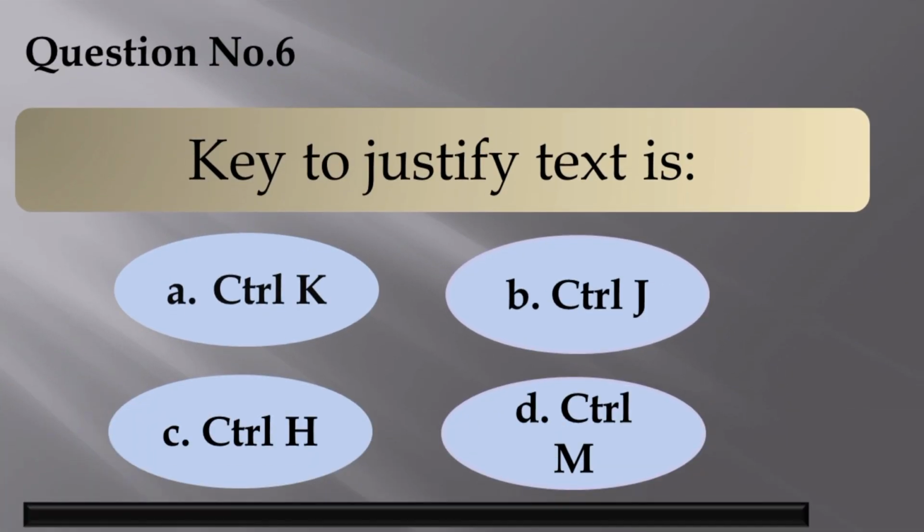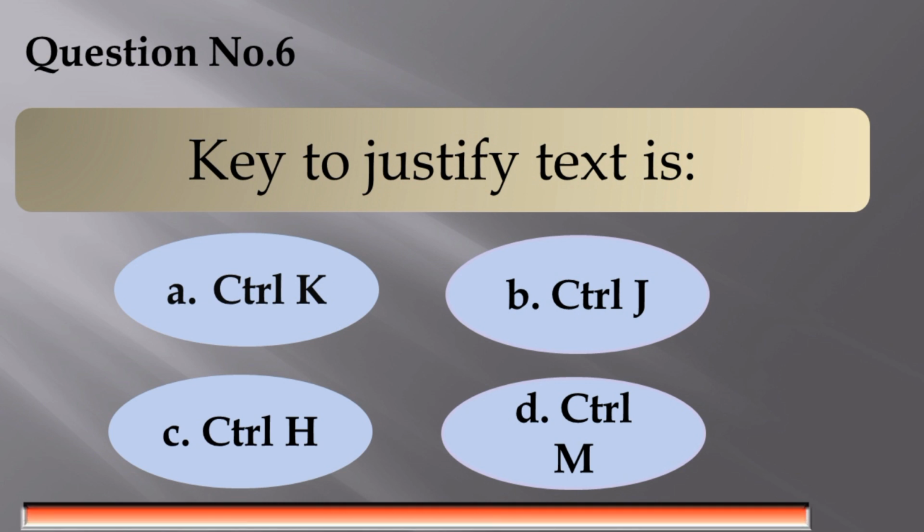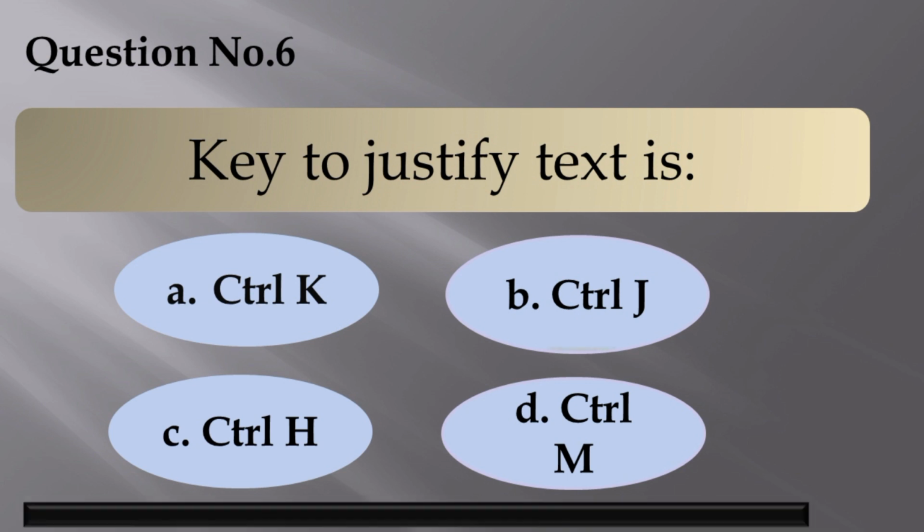Question number 6. Key to justify text is. The right answer is option B, Control J.